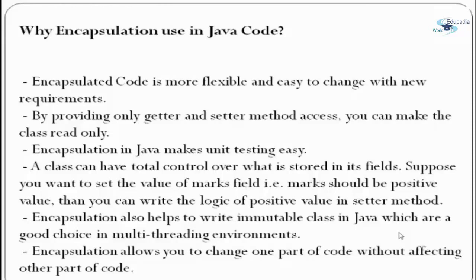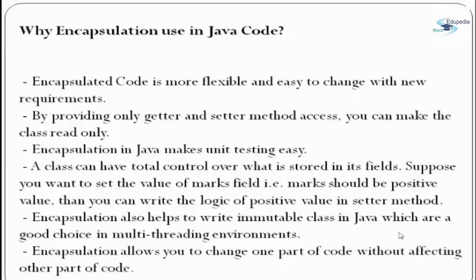Marks cannot be negative, but suppose some other object is sending negative marks. Then you can have logic in your setter to check that the value sent for marks is always positive. Otherwise you can return, or you can just print on the console that an incorrect value was input. So that's what you can control. So you do have control over the data that is going into your fields.